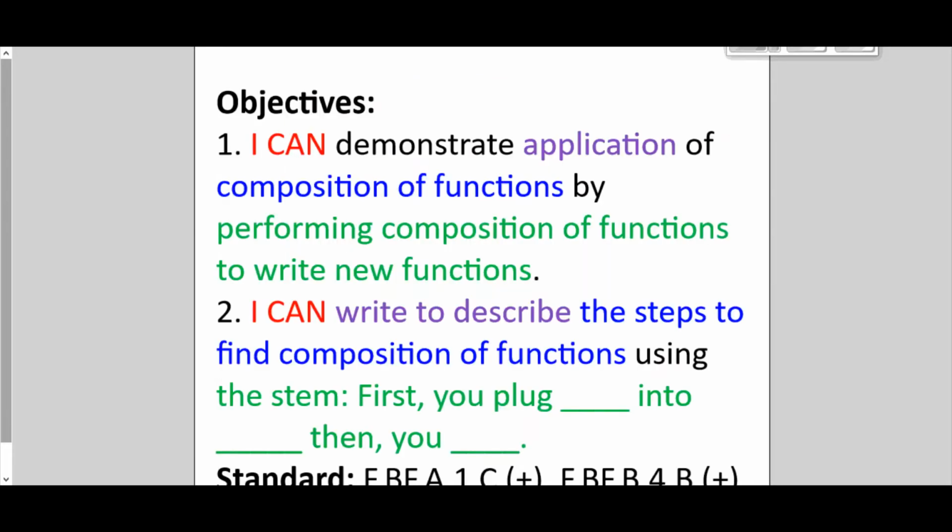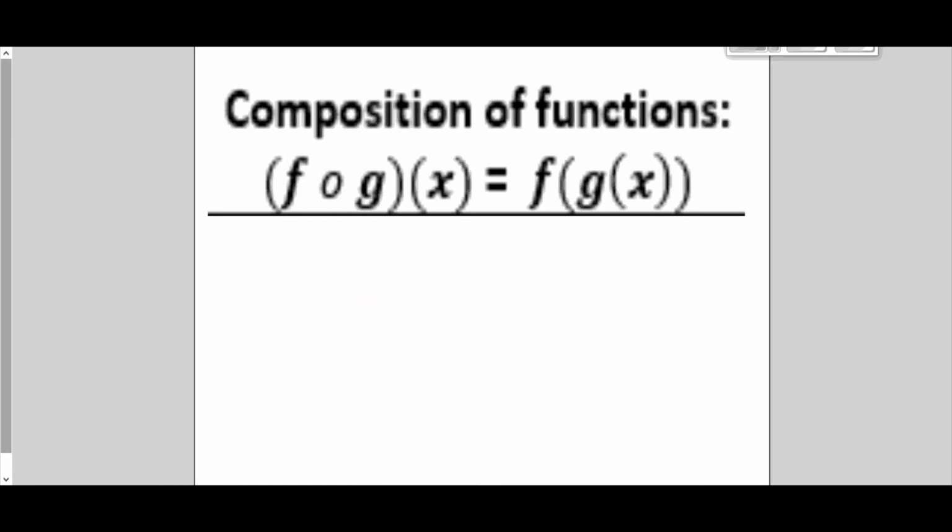So the objectives are to be able to demonstrate application of composition of functions by performing composition of functions to write new functions, and then to be able to describe the steps to find composition of functions using the stem. First you plug blank into blank, then you blank. For most of these, I'll provide you with that stem.